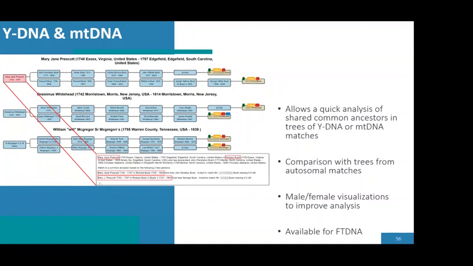A new addition to the AutoTree family is the ability to analyze shared common ancestors in trees of Y-DNA or mitochondrial DNA matches. In addition, trees from autosomal matches are also added to the analysis. If you're lucky, you will obtain a common ancestor with a Y-DNA match in your autosomal match as well. This analysis is mainly interesting if you're having a lot of Y-DNA or mitochondrial DNA matches and you're not willing to spend a lot of time looking for common ancestors. To improve the identification, we have now also added the blue and pink visualizations to see if the line is completely pink or completely blue.